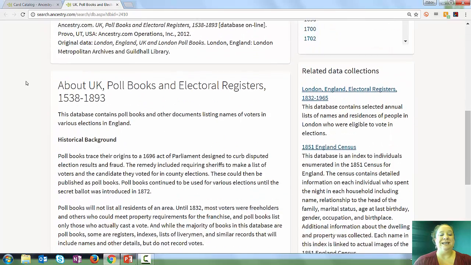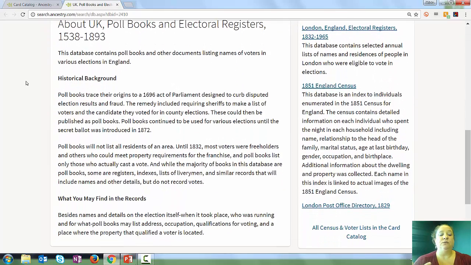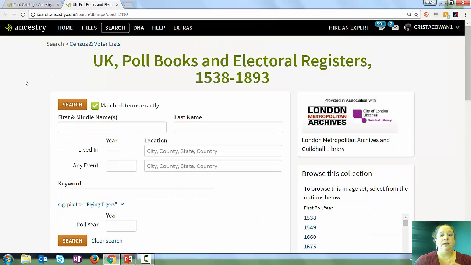So if you scroll down again, you're going to see a database description. It's going to give you some really great information about the laws of the time, and then allow you to search those particular records. A little something about the UK poll books. First of all, there's a difference between a poll book and an electoral register. An electoral register is just a listing of those who are registered to vote. From 1538 until 1832, the only people allowed to vote were men who were freeholders, meaning they owned property.